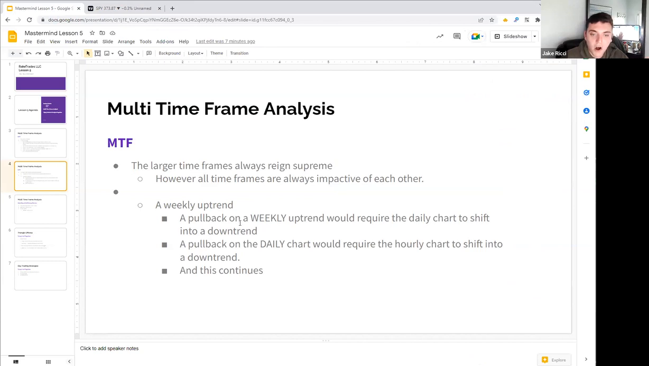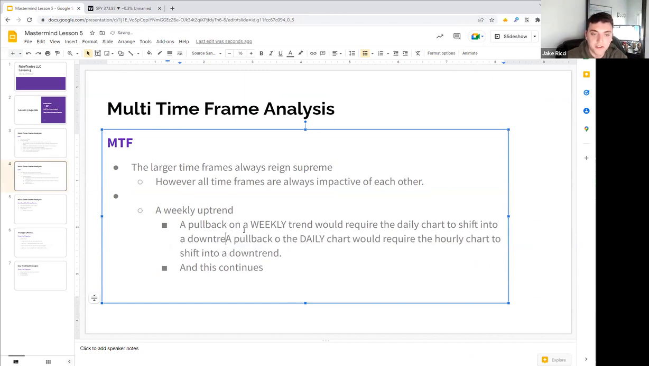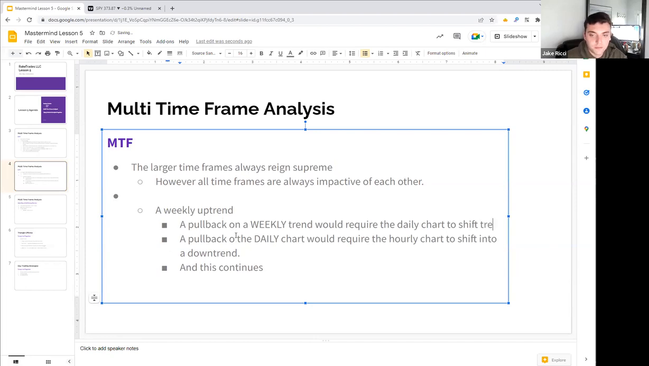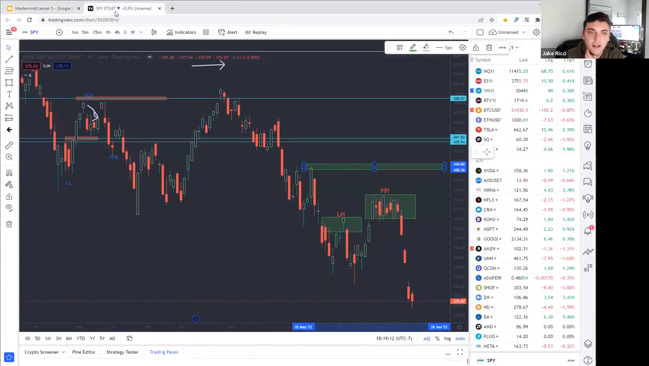Right now, what we just talked about is a pullback on a weekly trend. I'm just going to change this to make it applicable to whether it's an up or a downtrend. So a pullback on a weekly chart would require the daily chart to shift trend. This is the daily chart attempting to shift trend, attempting to push back into a daily uptrend.